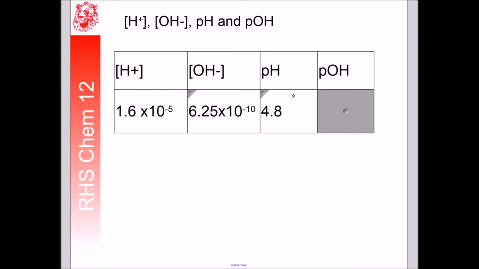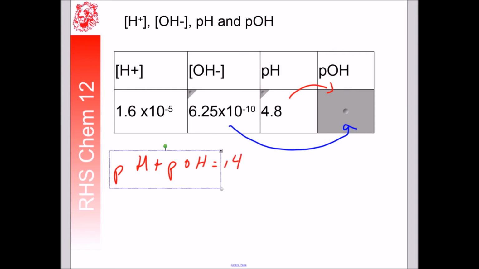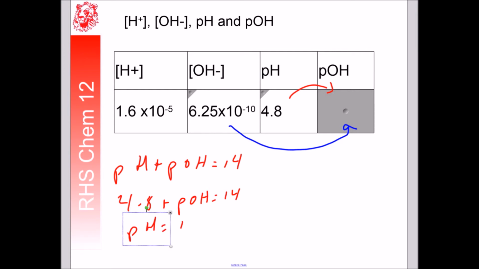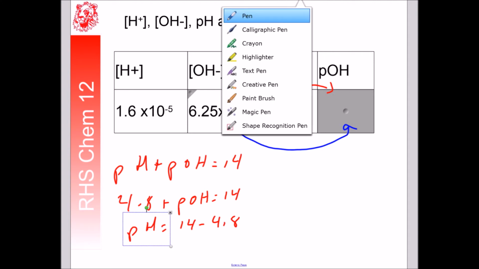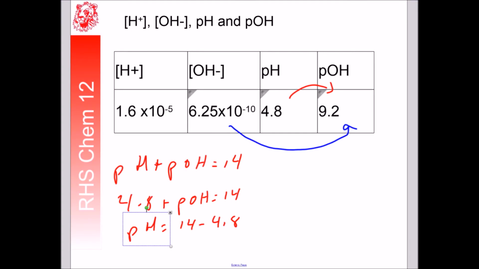To calculate the pOH, I have some choices. I could go from here to here, or I could go from here to here. I think I'll try the red one for right now. So pH plus pOH is equal to 14, and so 4.8 plus the pOH is equal to 14. pOH is equal to 14 minus 4.8, and so the answer turns out to be 9.2.